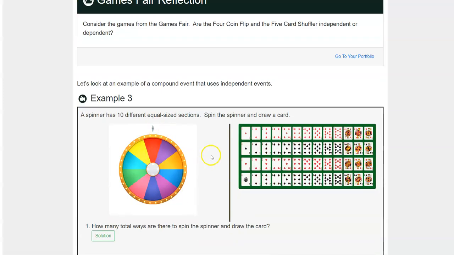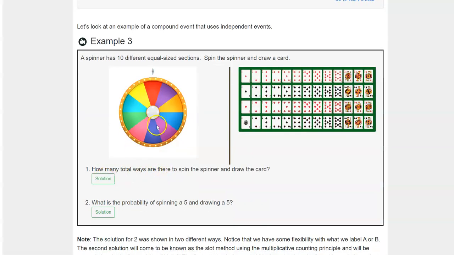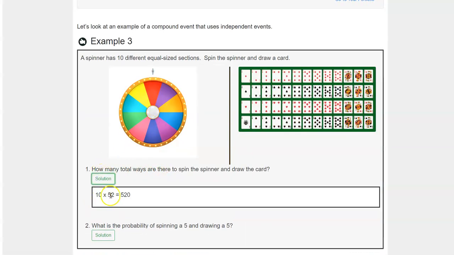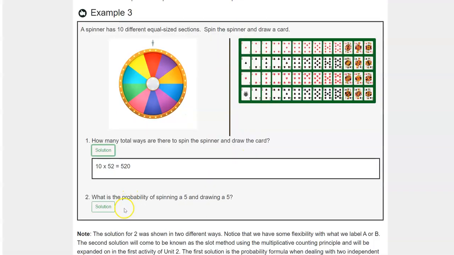So for example, if you spin a wheel and then flip some cards, they have nothing to do with each other, right? So if I said, how many ways can you do this? It's the number of sides in the spinner, 10, and 52 cards. So 10 times 52 is 520.